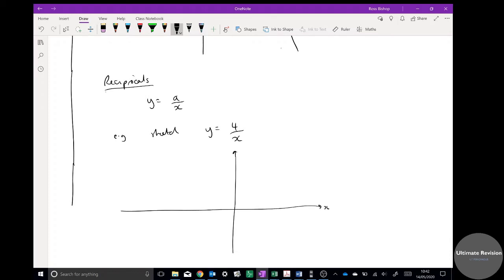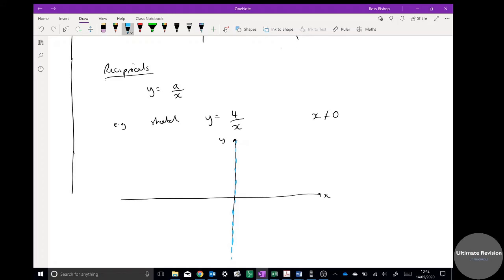Now, if you're dividing by x, x cannot equal 0, can it? X cannot equal 0 because you can't divide by 0. So what I've got here, I have to put a dotted line. This is called an asymptote. The graph will never touch it when x equals 0. The other way, if I rearrange this equation to get x equals something, x is going to equal 4 over y. So that means y can't equal 0 either, because I'd be dividing by y, and I can't divide by 0.